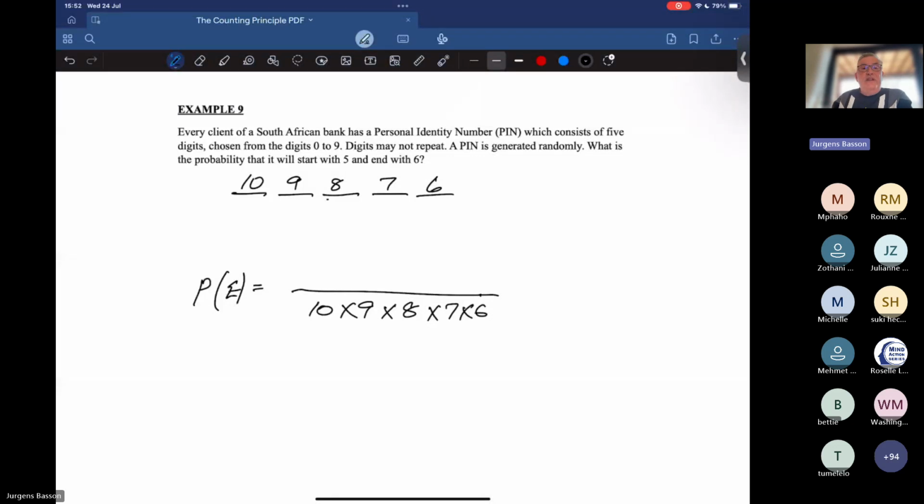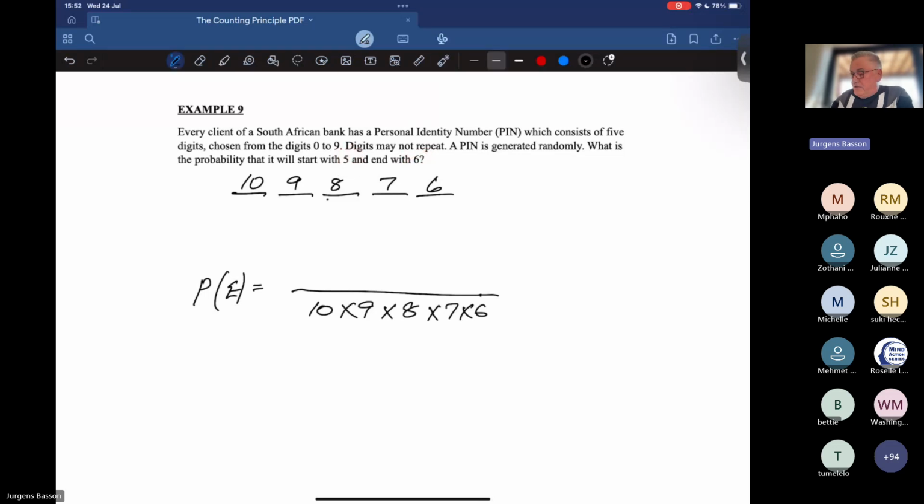So now we need to look at what is the restriction. And if we read this, I say the PIN consists of 5 digits that we've got, chosen from digits 0 to 9. We use the 10 digits. Digits may not repeat. Yes. A PIN is generated. What is the probability? It will start with a 5 and end with a 6.